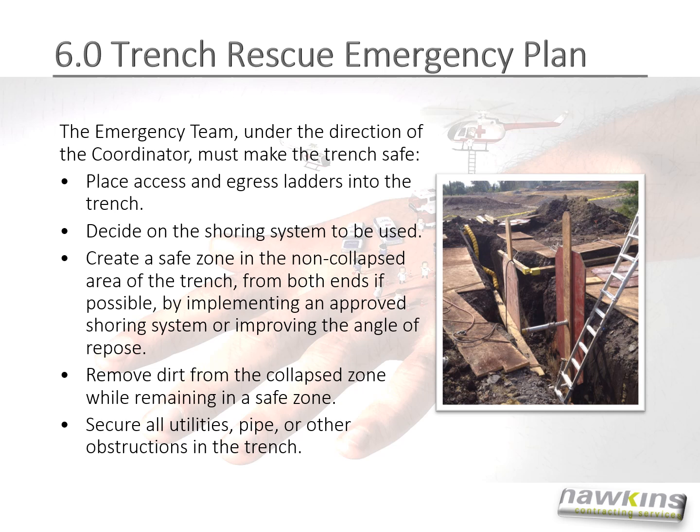During a trench rescue emergency plan, the emergency team, under the direction of the coordinator, must make the trench safe. Place access and egress ladders into the trench. Decide on the shoring system to be used. Create a safe zone in the non-collapsed area of the trench from both ends if possible by implementing an improved shoring system or improving the angle of repose. Remove dirt from the collapse zone while remaining in a safe zone, and secure all utilities, pipe, or other obstructions in the trench.